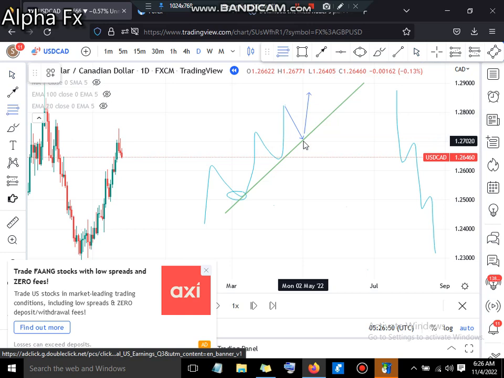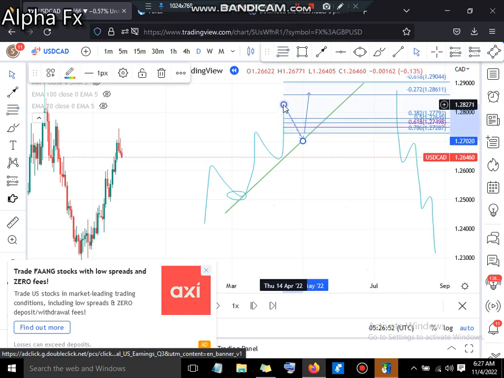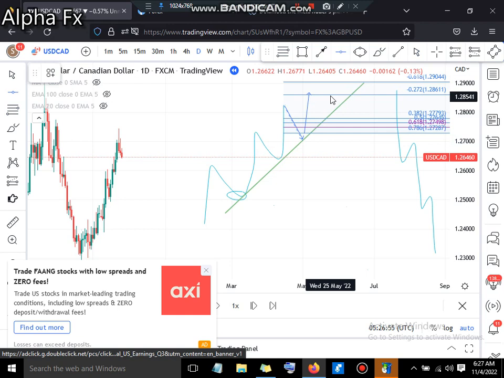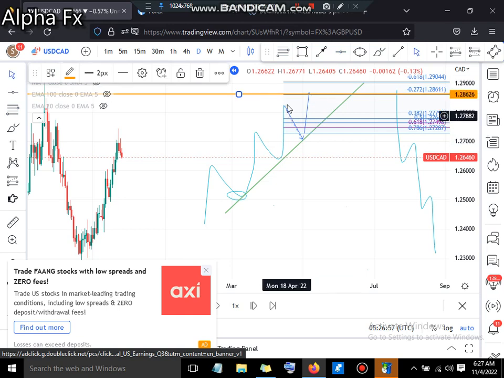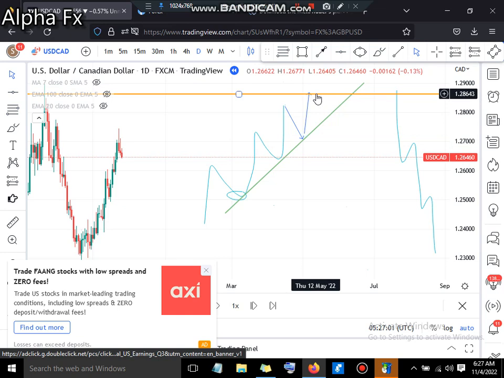Okay, let's be precise about that. Now, using the horizontal, let's mark it to the horizontal line. Now we can see that this has given us our take profit level.